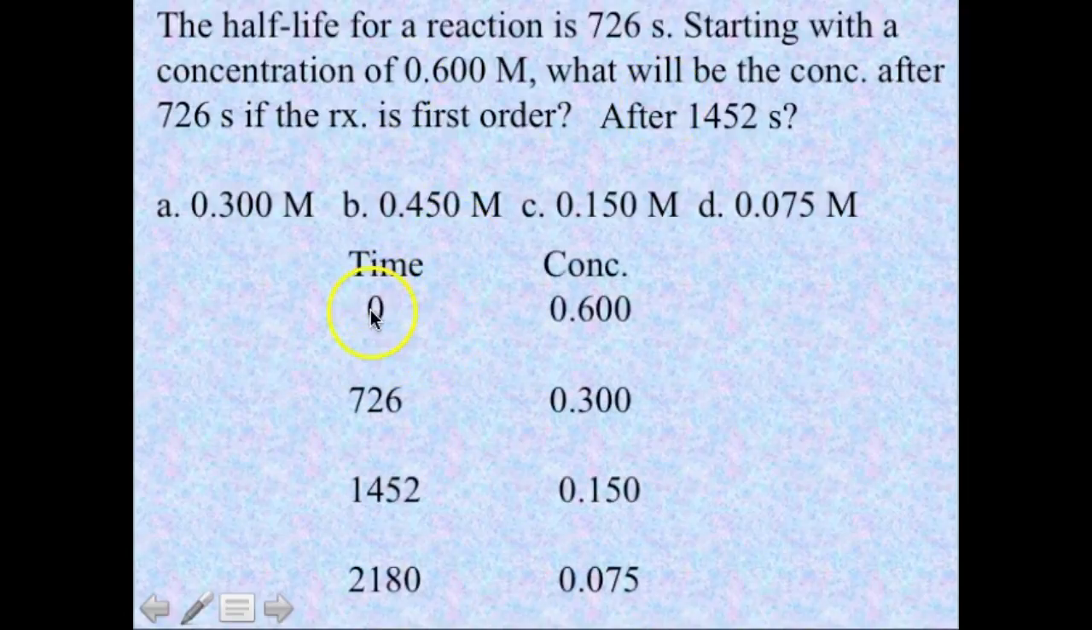Each one of these is a half-life period. From time 0 to 726, that's one half-life period, and 1/2 of the beginning concentration would be left over after this period. So if you have 0.6, after 726 seconds, you have 0.3.